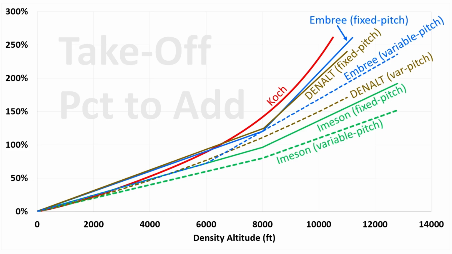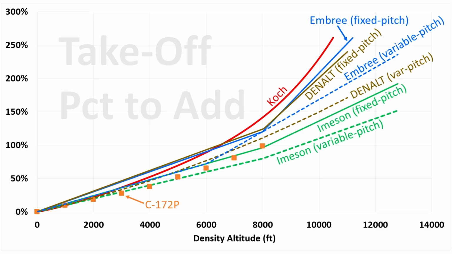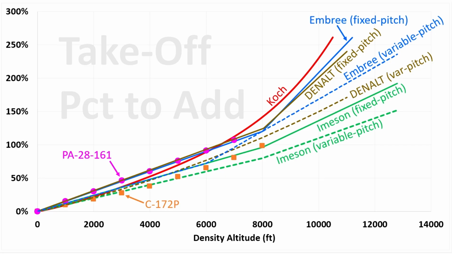Now let's compare these estimates to some actual handbook values. Here we add some data points from the 1978 Cessna 172P manual. The Cessna 172 is a fixed pitch propeller aircraft. Notice that the points follow the Imeson line for fixed pitch fairly well. And here we add data points, the magenta circles, from a Piper Cherokee Warrior 2 manual from 1976. The Warrior is another fixed pitch propeller airplane. You can see that the points almost exactly follow the Embree and the DENALT lines for fixed-pitch propeller aircraft. Finally, we add some data points from a 1968 Cessna 182L. The Skylane has a variable pitch propeller. And let me make a comment on all these comparisons.